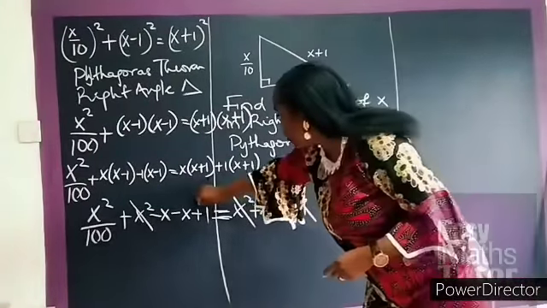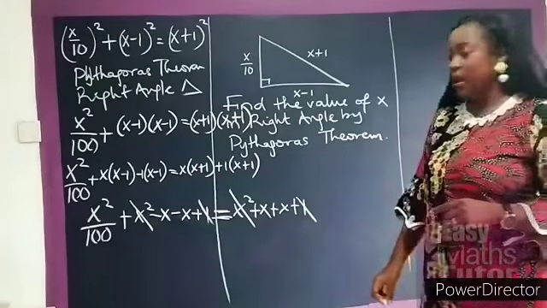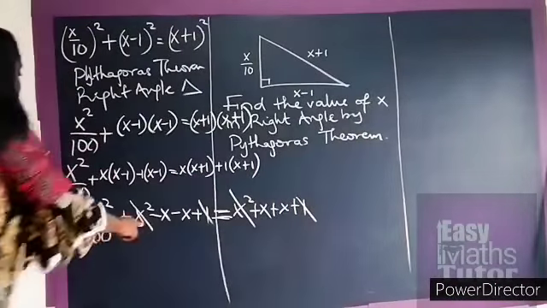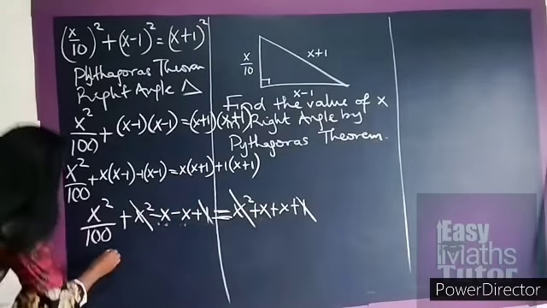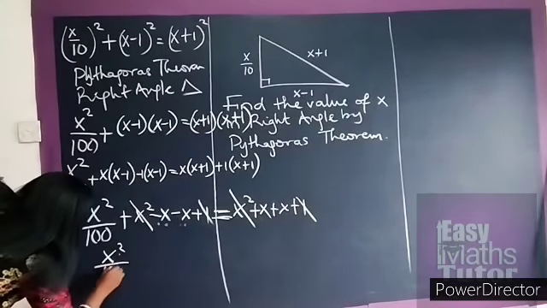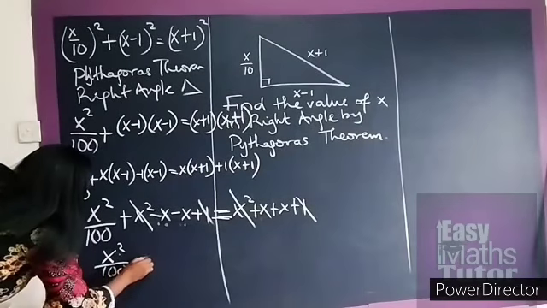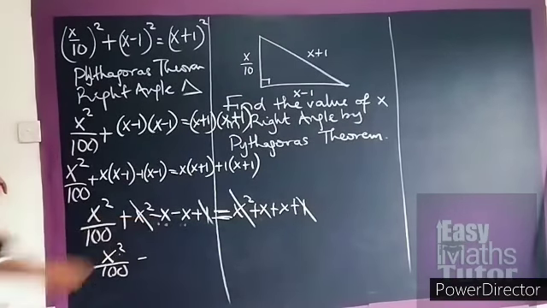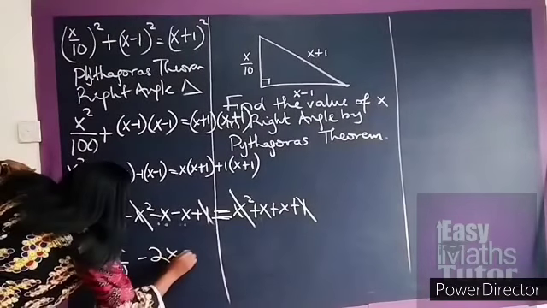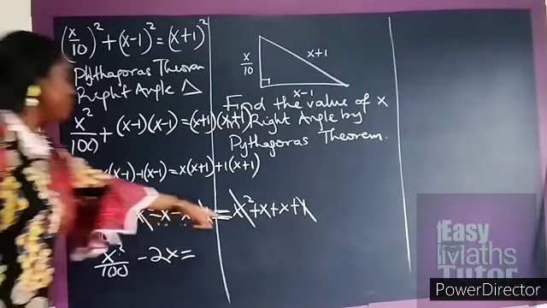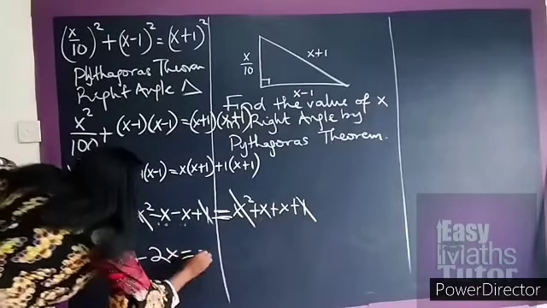1 will cancel 1. Alright? Leaving us with minus x plus x plus x. So we have x squared over 100 plus, minus x is the same thing as minus 2x. Alright? Plus x is the same thing as what?